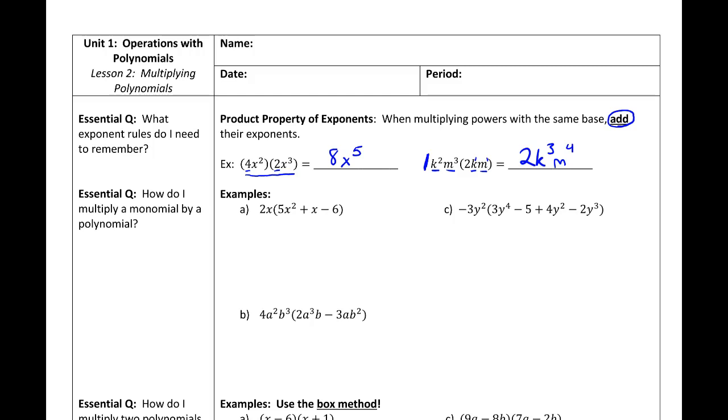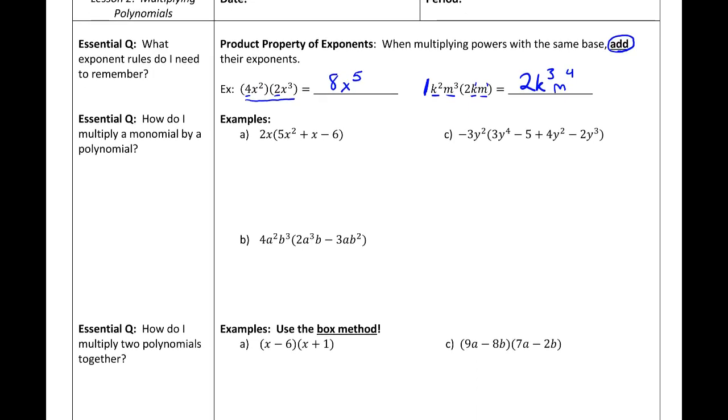Okay, so let's look at how we multiply a monomial by a polynomial. And a monomial is just a one-term expression. So here I have 2x times the quantity of 5x squared plus x minus 6. Well, we're just going to apply the distributive property here. I'm going to take this 2x and multiply it by everything inside the parentheses.